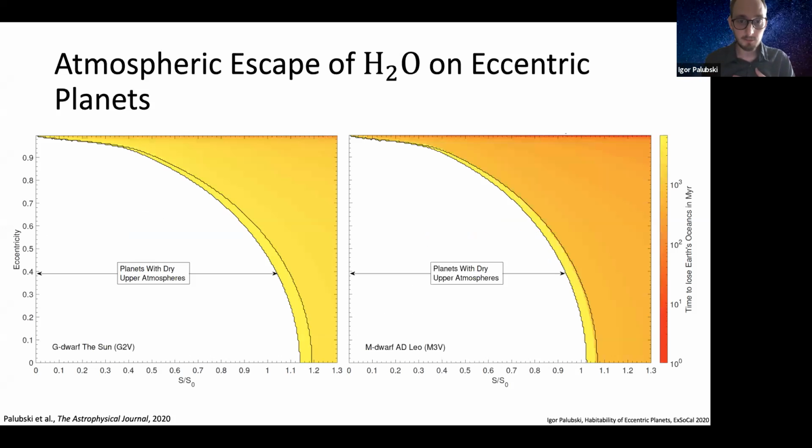So finally, here we have the results of that calculation, which we've done for our G and M dwarf planets. This plot is in the exact same parameter space. And what I'm plotting here is the time to lose all of Earth's oceans in millions of years, or megayears. These plots can be divided into three regions: planets with dry upper atmospheres, planets in a runaway greenhouse in the top right, and in between, outlined by these two black contours, planets with moist atmospheres.